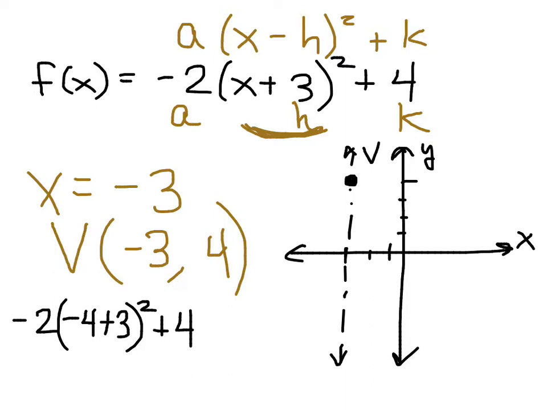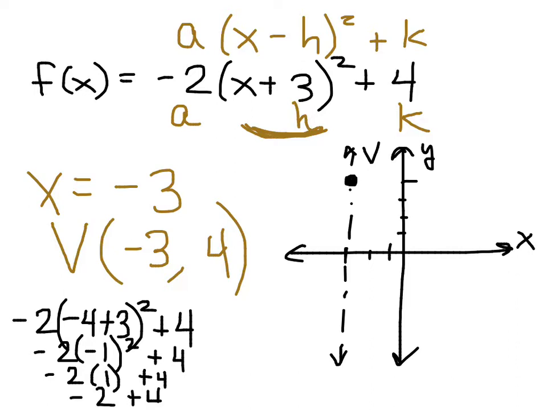Now, first things first, if I use the order of operations, what's -4 plus 3? -1. What's -1 squared? 1. What's -2 times 1? -2. And what's -2 plus 4? 2. So here's how I'm going to use that information that I just got in order to graph.